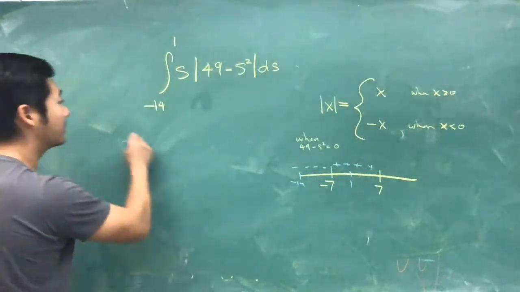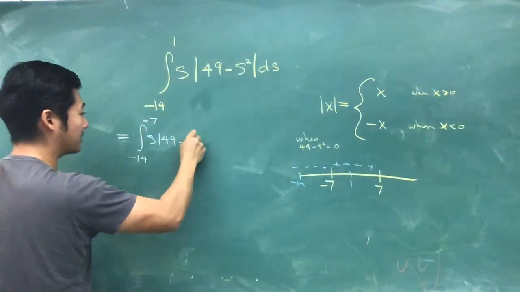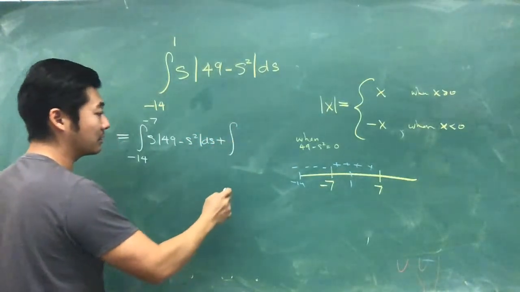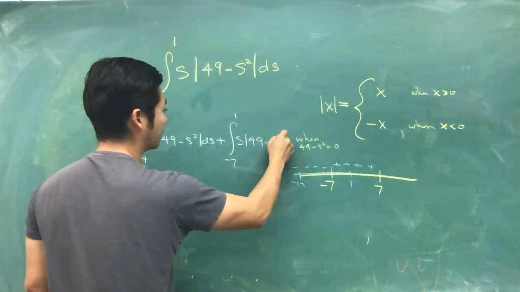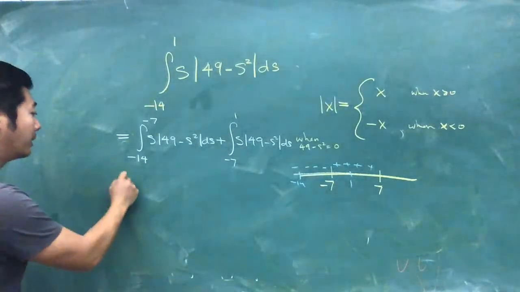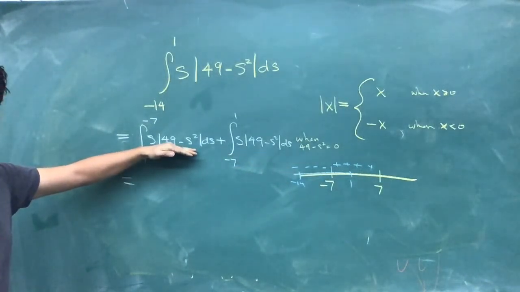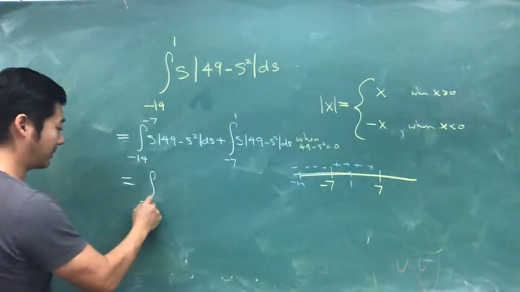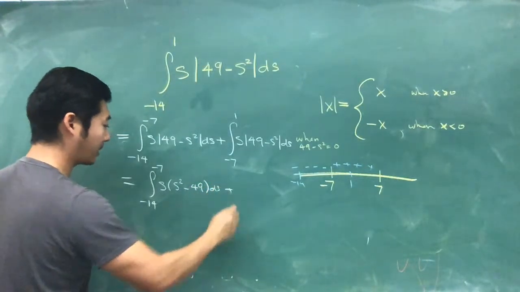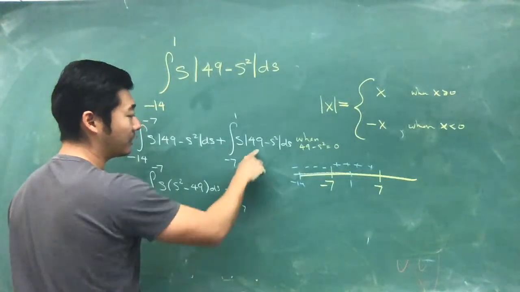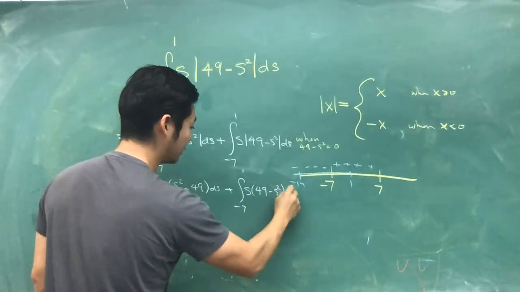And how we're going to split this is it's the integral from negative 14 to negative 7 of s times 49 minus s squared ds, plus the integral from negative 7 to 1, so just this much, of s times 49 minus s squared ds. But in the interval negative 14 to negative 7, this inside expression is negative, so you would just put a minus sign to make it positive. So this is negative 14 to negative 7 of s times s squared minus 49, plus negative 7 to 1, where the absolute value does nothing. So this is s times 49 minus s squared ds.